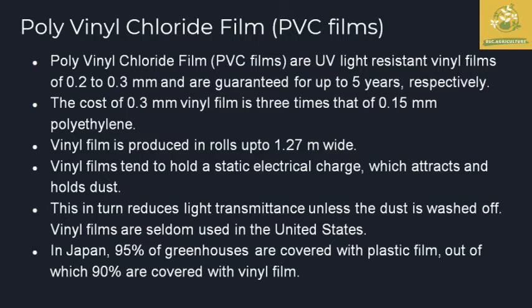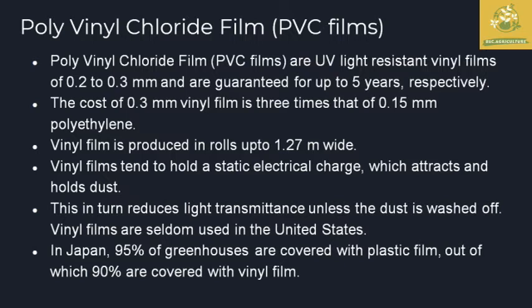And vinyl film is said to be produced in rolls up to a width of 1.27 meter. And these vinyl films are also said to hold a static electric charge which attracts and holds dust, which is a major drawback in these vinyl films. So they must be cleaned regularly, as the dust present on these sheets reduces the light transmission, but it can be easily washed out.